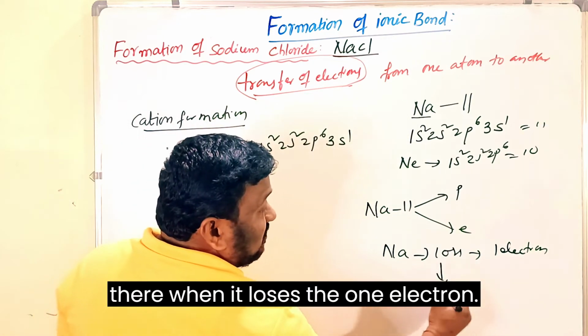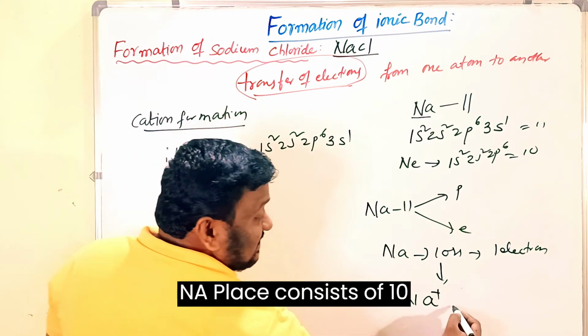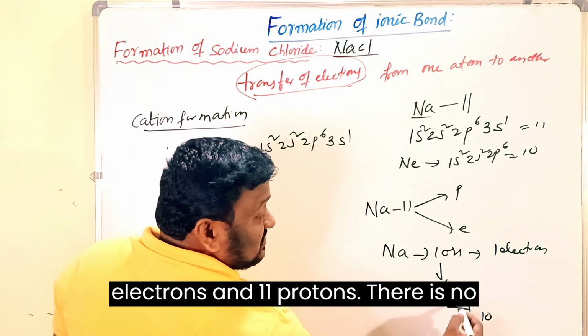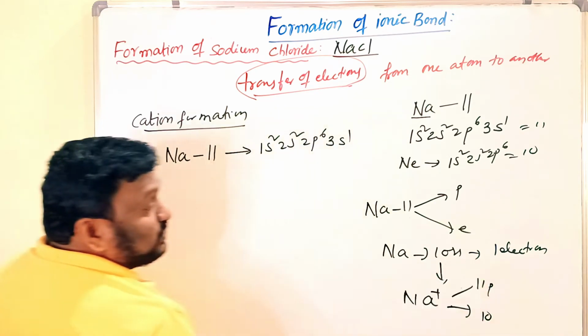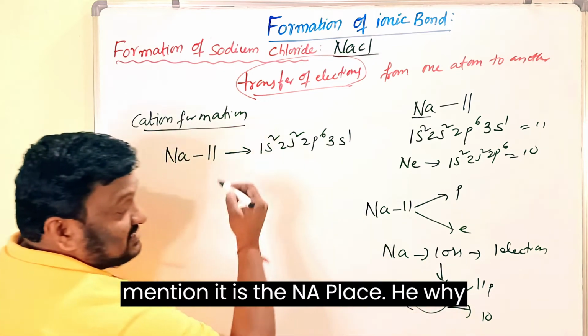When it loses the one electron, now what do you write? It is like Na plus. Na plus consists of 10 electrons and 11 protons. There is no change in protons. That's why we will mention it as Na plus.